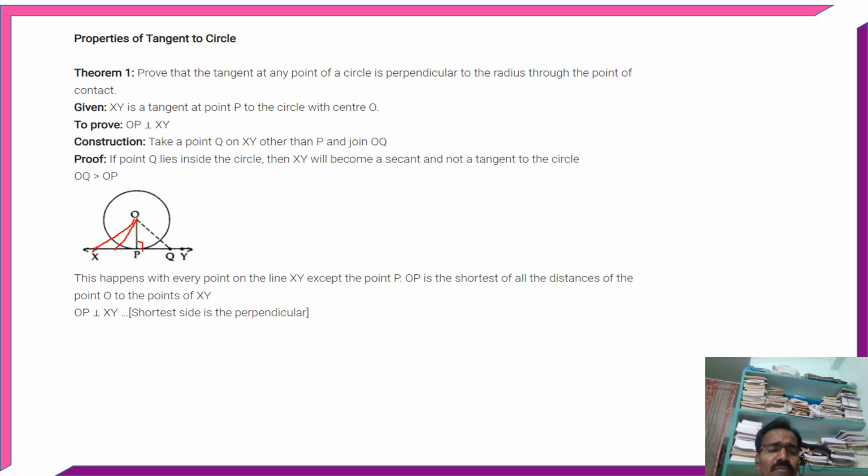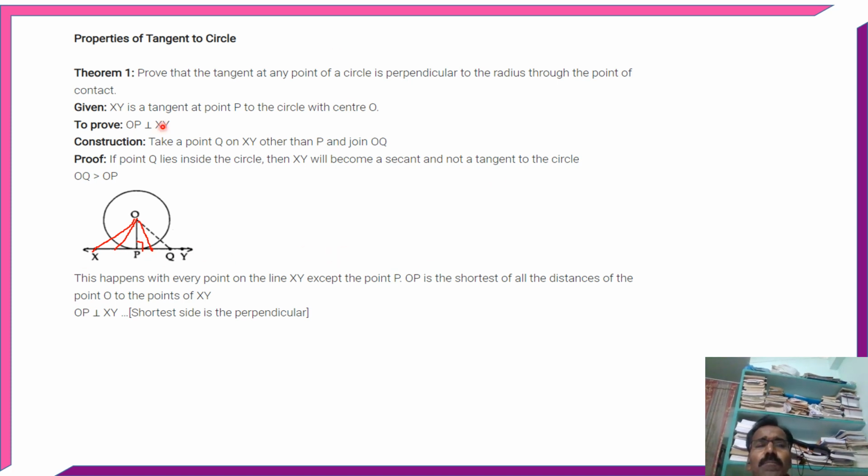So as we know, from any external point to a line, the shortest distance is exactly 90 degrees. From this, we can conclude that OP is the shortest distance drawn from the external point O to the tangent XY. Here O is the center of the circle, OP is the radius. So OP is always perpendicular to the tangent at the point of contact.